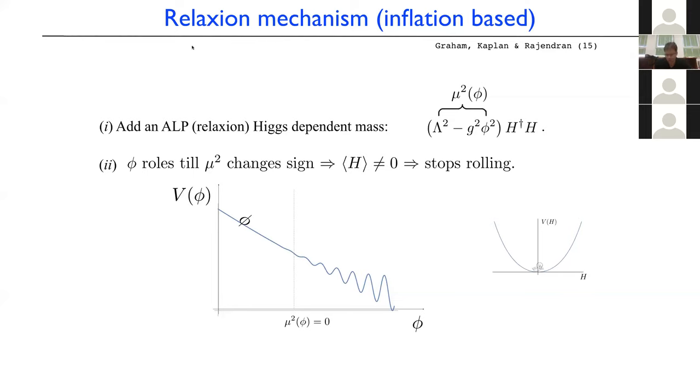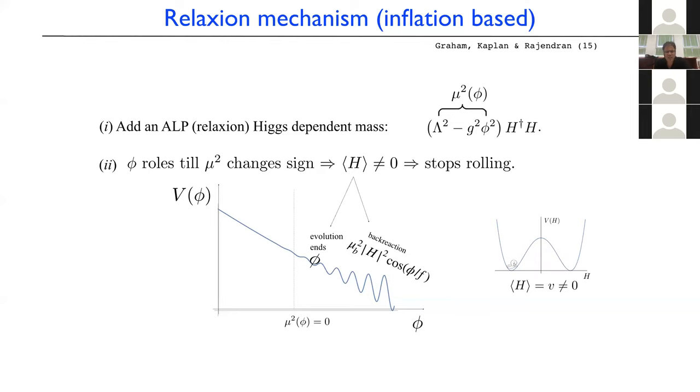And here I have a graphic for this. So you see the rolling is happening. The relaxion is rolling down till it passes this point where mu squared goes to zero, the Higgs mass becoming negative. At that point, a back reaction potential is generated, and it has wiggles because it's a cosine term. And suddenly, a minimum is generated. And if the relaxion is very slow moving, we just discussed this part, then it will stop. Here, I'm assuming that it will stop in the first minima. We are going to discuss it in length later.